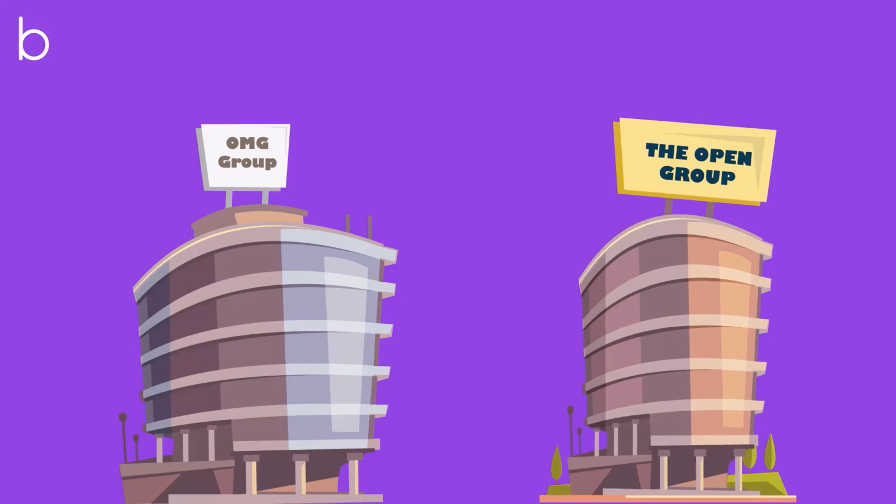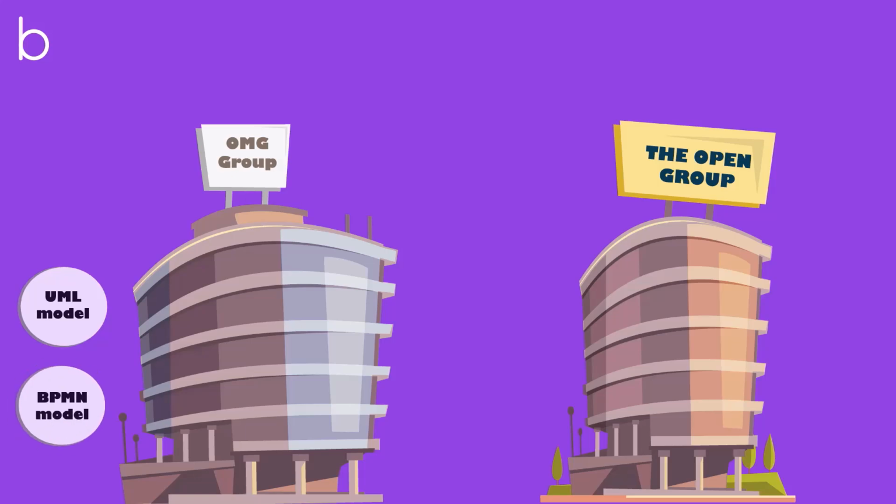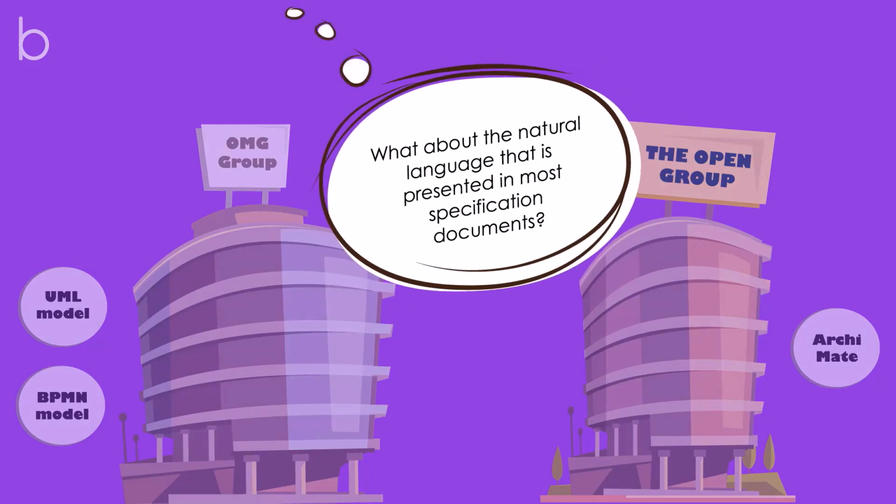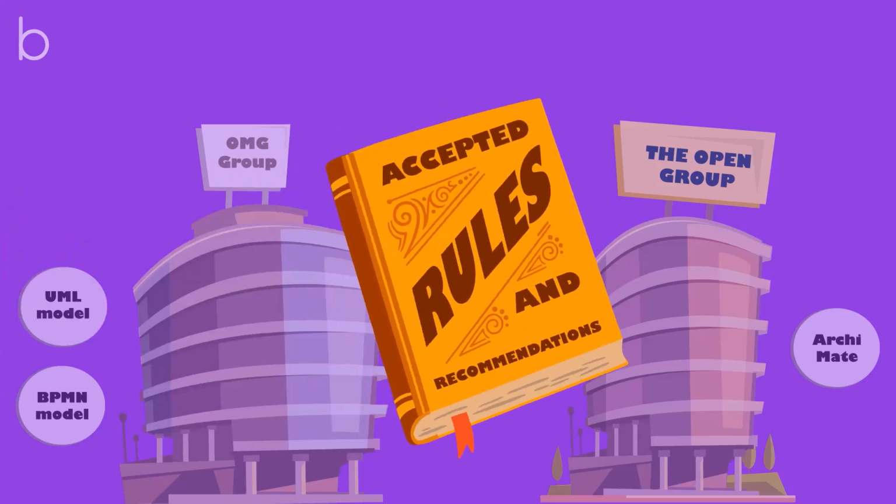Concept models are more or less standardized by organizations like OMG Group with UML and BPMN models, and the Open Group with Archimate. But what about the natural language that is presented in most specification documents? A set of generally accepted rules and recommendations exists to bring consistency to natural language in specification documents. Later on, we will delve into some template forms that can effectively structure natural language in specification documents.